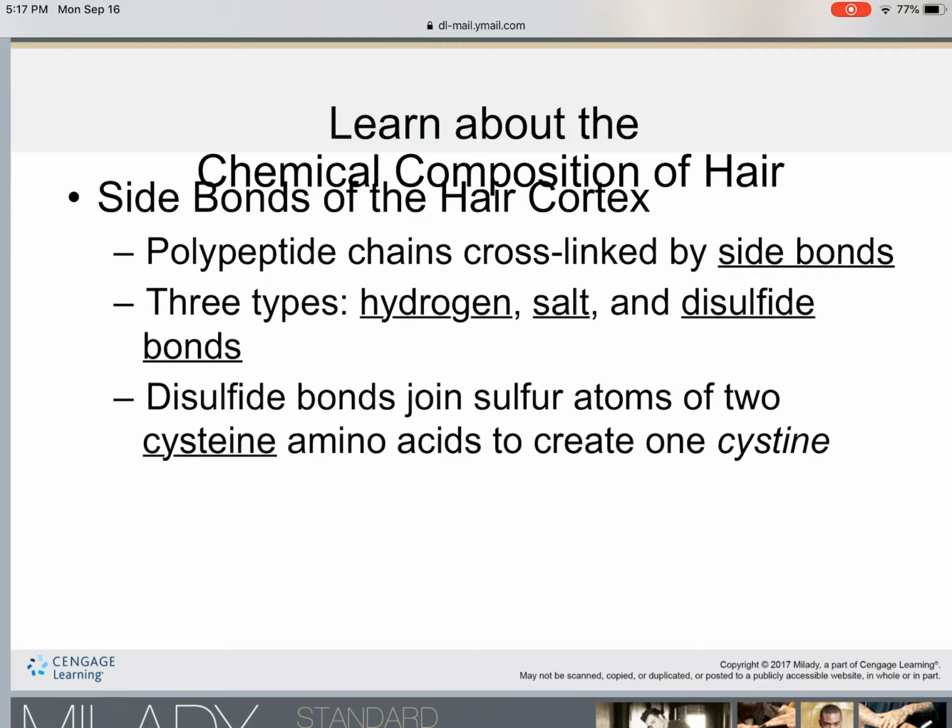Side bonds: the polypeptide chains can be cross-linked by side bonds. There are three types of side bonds: disulfide bonds, hydrogen bonds or H bonds, and salt bonds. The disulfide bonds join sulfur atoms of two cysteine amino acids to create one cystine.